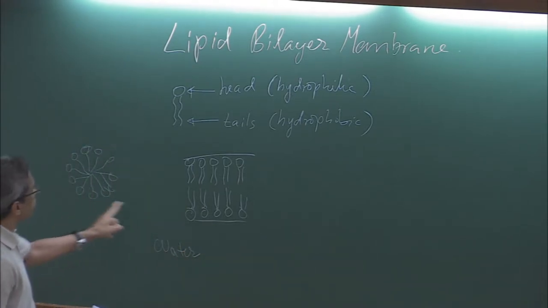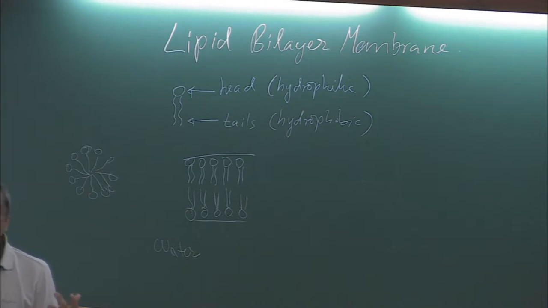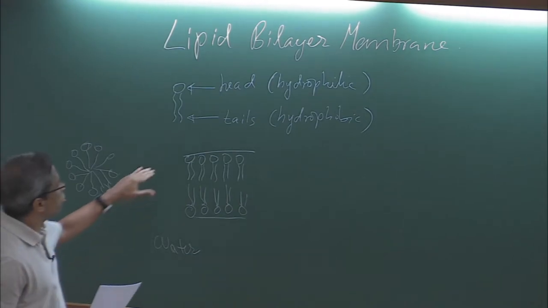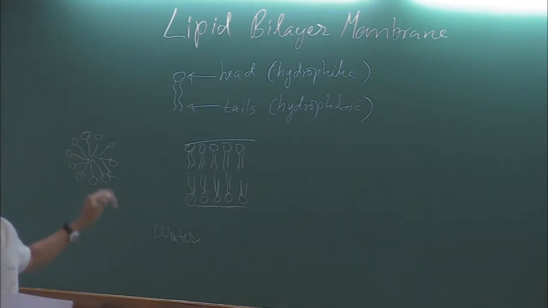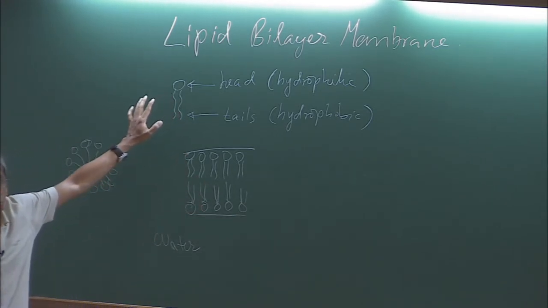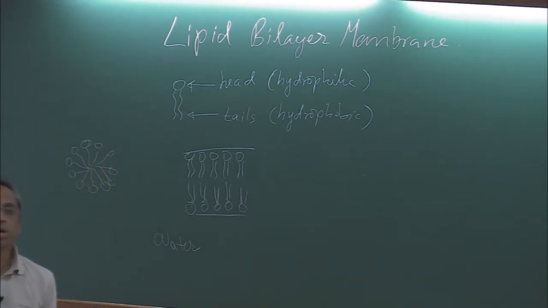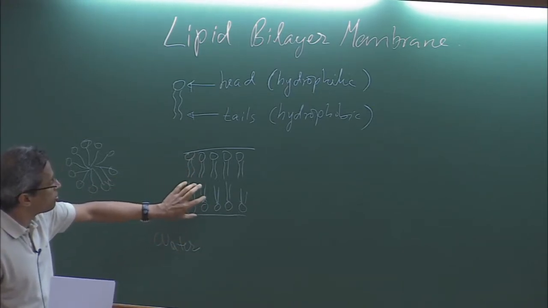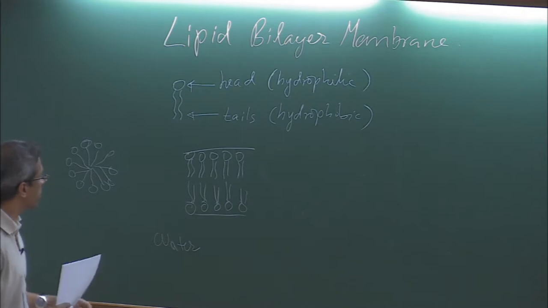And here, because there are two tails, these molecules are more like cylinders. If you rotate them about that axis, they are more like cylinders, and they like to form these sheets and not micelles. The other difference between this kind of system and this system is that because there are two tails, the hydrophobicity is very strong. So the tendency to come together is very strong. Because of that, there are no exchanges of the molecules between this bilayer and the bulk.